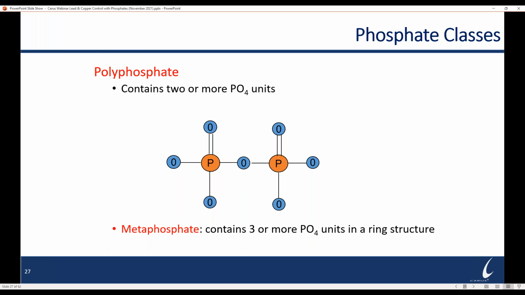Or it could be what's called a metaphosphate, which is a ring structure, and typically it'll be somewhere between 5 and 15, maybe 20 PO4 units in a ring structure. Much better at calcium carbonate threshold treatment. Can do a little bit of iron and manganese sequestering, but more toward the calcium carbonate side of things.